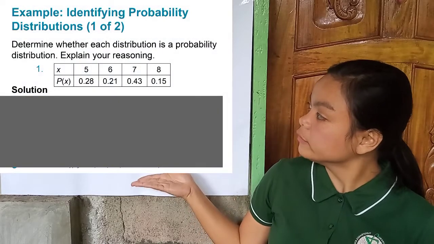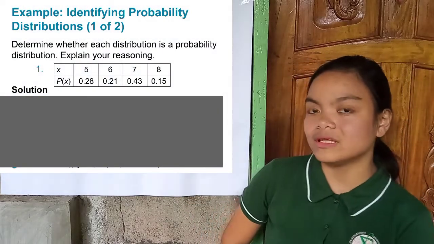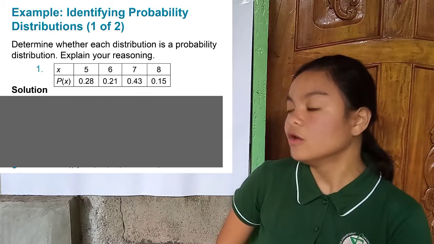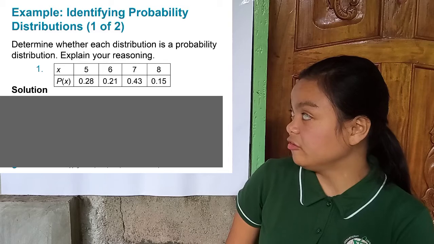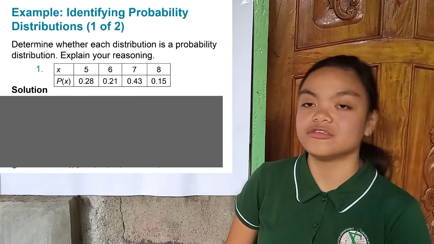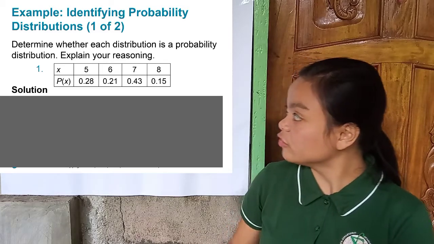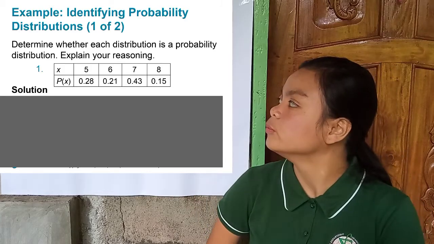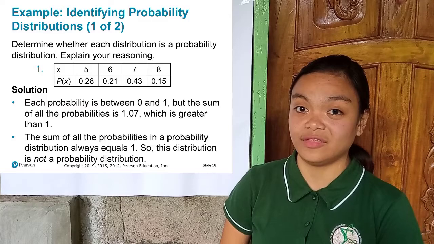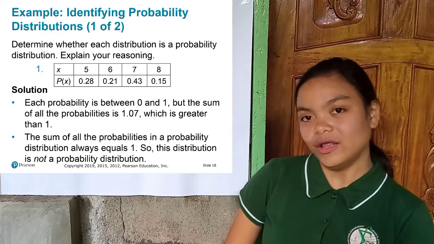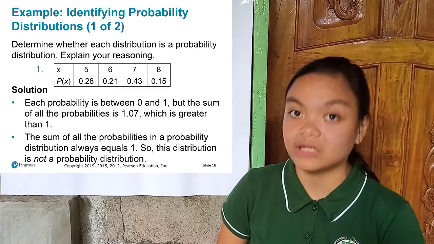Next, given this example, is this a discrete probability distribution or not? First, check if all the probabilities are between 0 and 1. That condition is satisfied. Next, you have to sum all these probabilities up. Is it equal to 1? No, it is greater than 1, right?